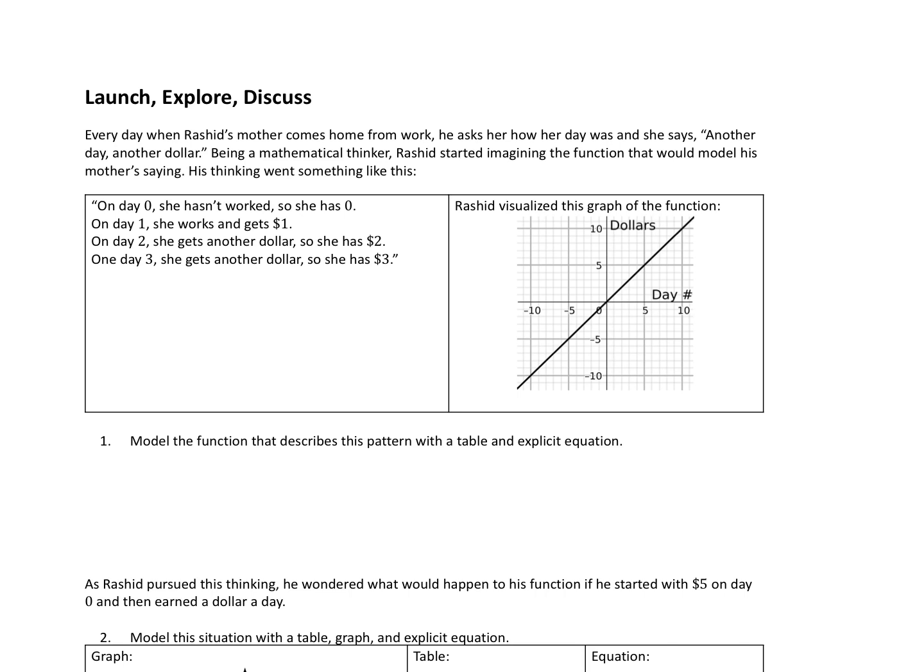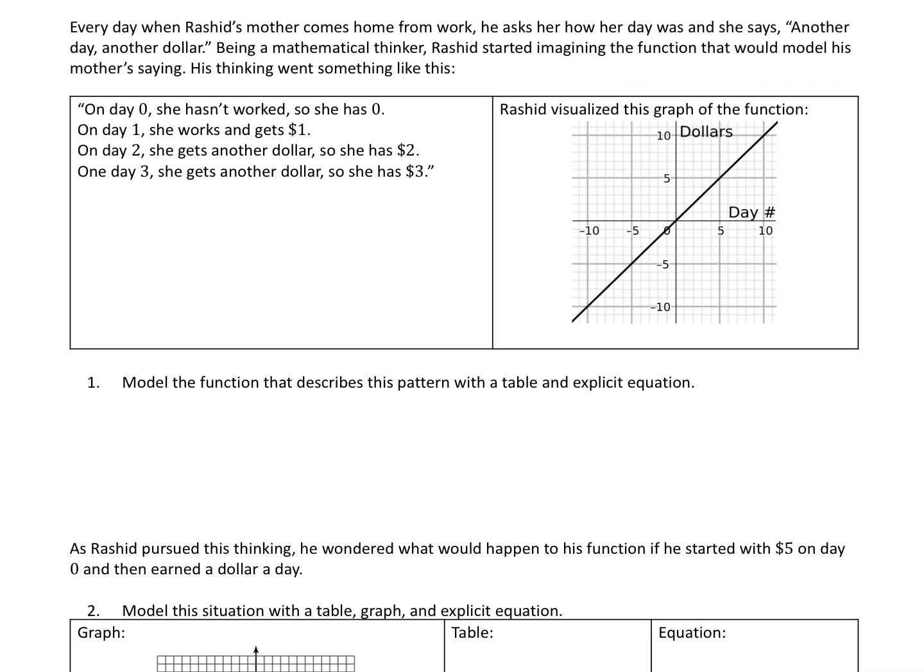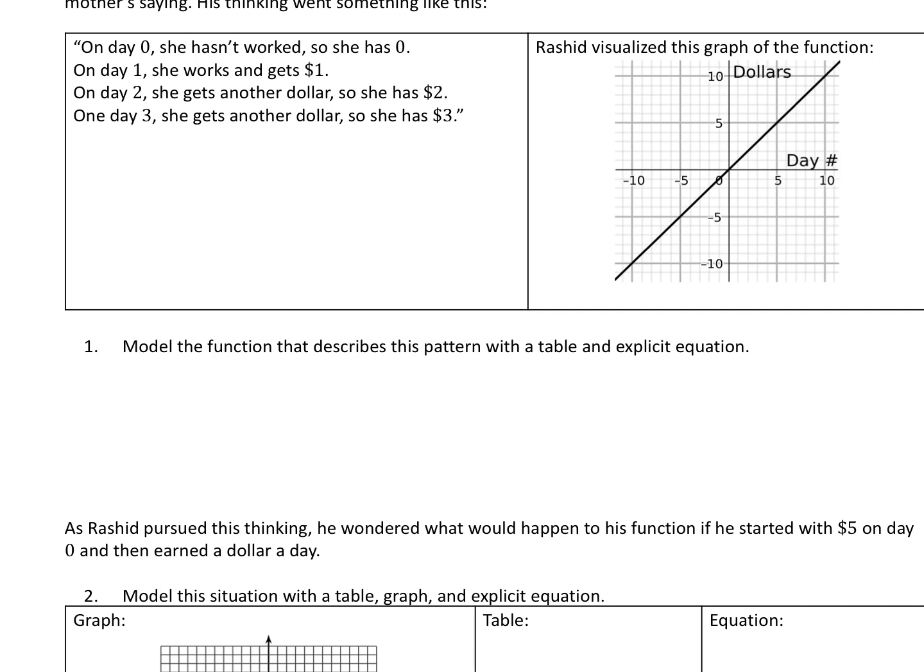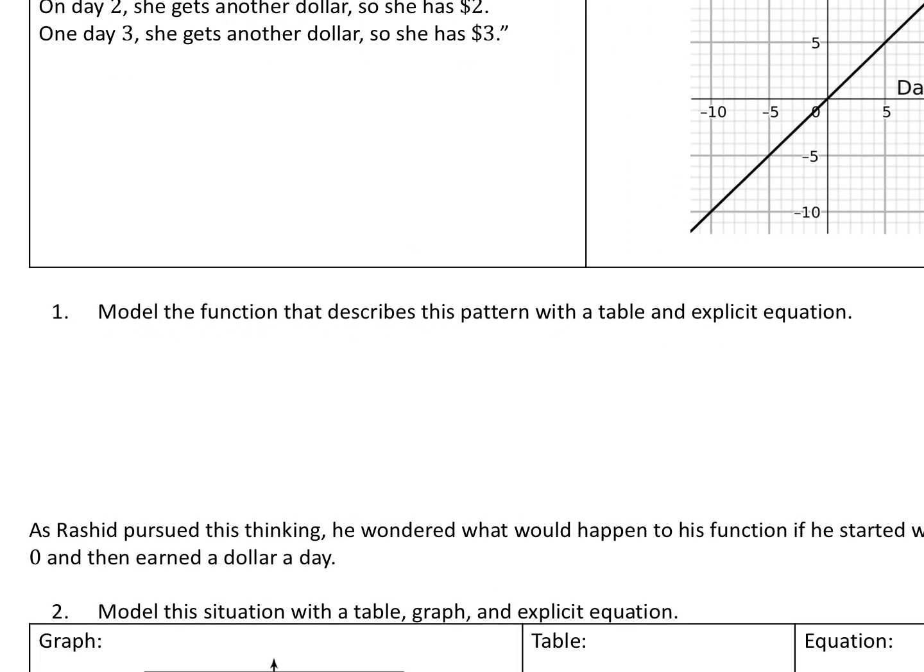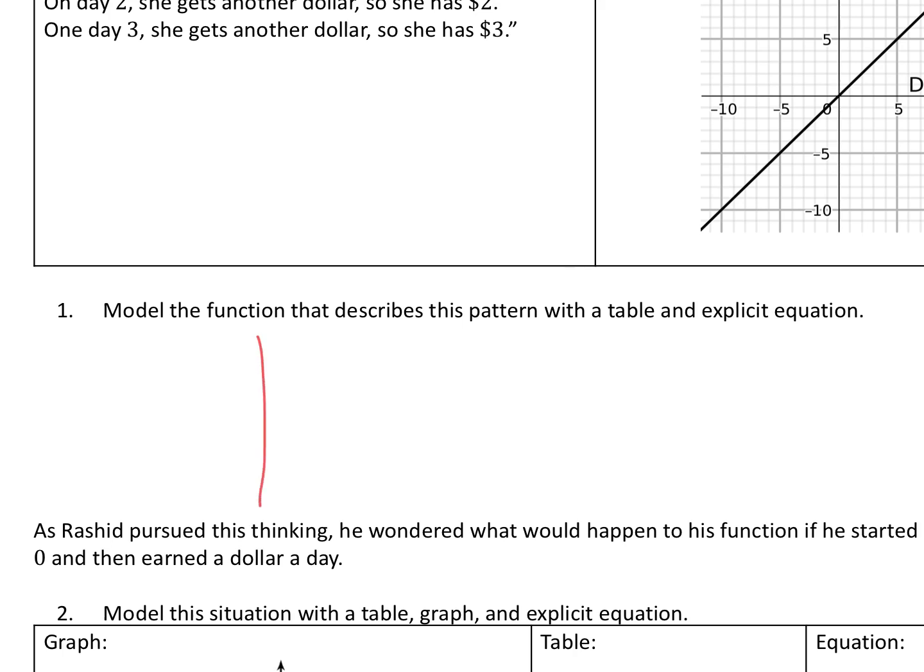Rashid visualized this graph of the function. So days versus dollars, and every day she gets one more. So this is what the graph looked like. If we were to model the situation using a table and an explicit equation, it would look something like this. So let's go ahead and build a table and a graph. Sorry, and an equation.